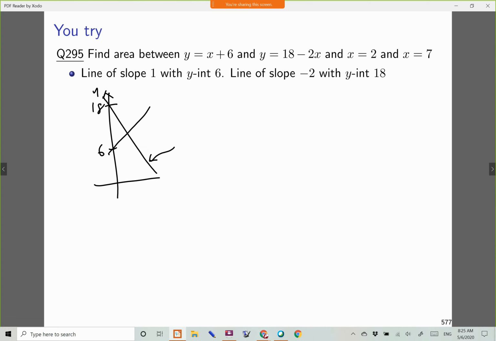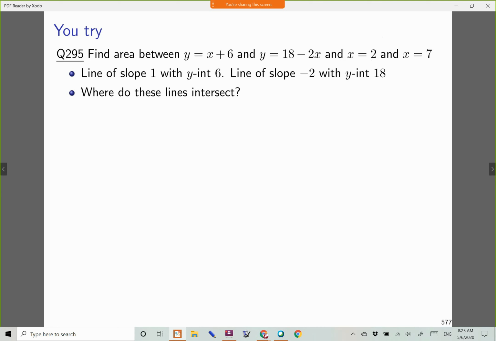But where do these lines intersect? I want to know that x value before drawing in the vertical lines x equals 2, x equals 7. That's the approach I tend to like to take, because if this intersection is between 2 and 7, that's going to be a different picture than if the intersection happened to the left of 2. All kinds of things could occur.